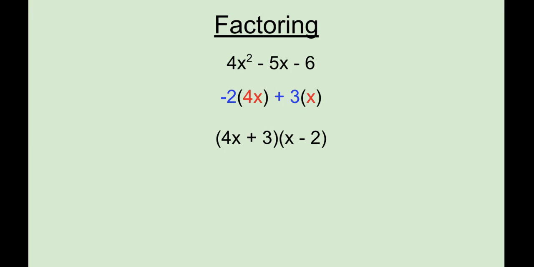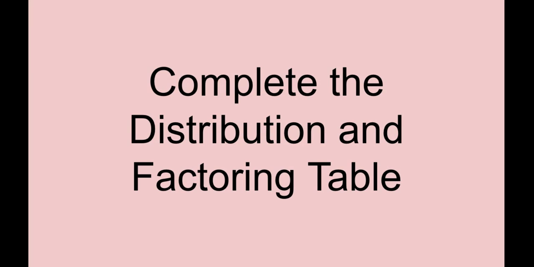All right. So if you go to the beginning, that's exactly what we had. 4x plus 3 times x minus 2. That's our deal. All right. Okay, so let's stop the video, and you want to complete just the distribution and factoring table. All right, so it's the first page of the classwork.